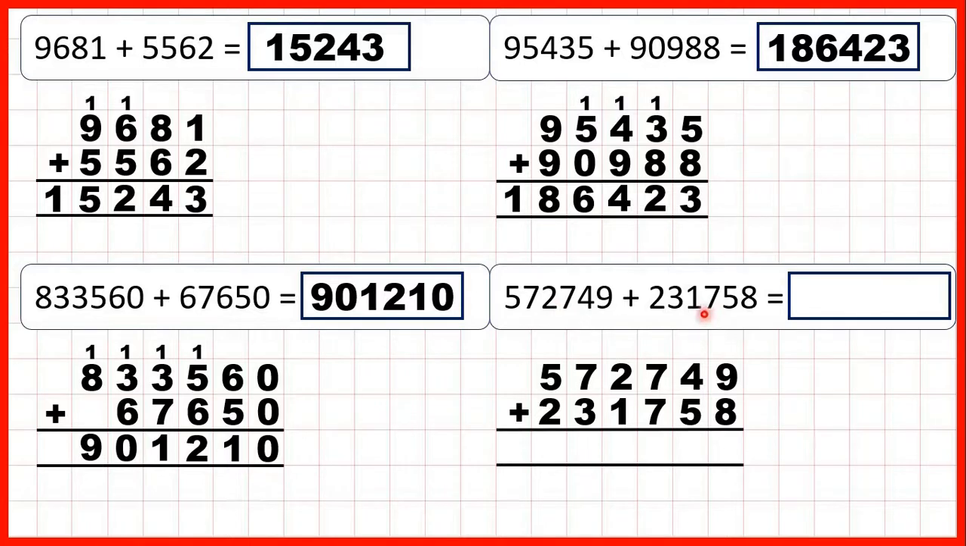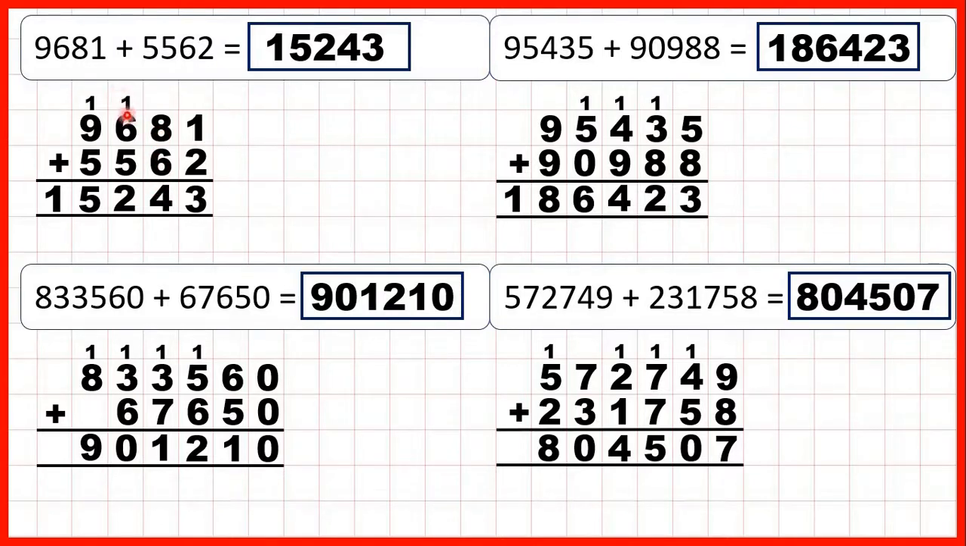Now we have 572,749 plus 231,758. 9 plus 8 is 17, so 1 7. 1 plus 4 plus 5 is 10, that's 1 0. 1 plus 7 plus 7 is 15, so 1 5. 1 plus 2 plus 1 is 4, 7 plus 3 is 10, so 1 0, and 1 plus 5 plus 2 is 8. That gives us 804,507.